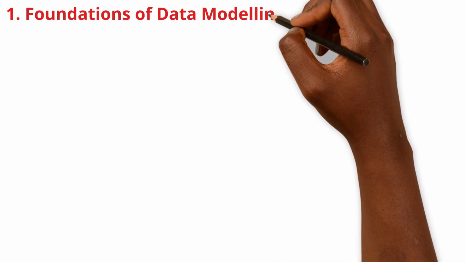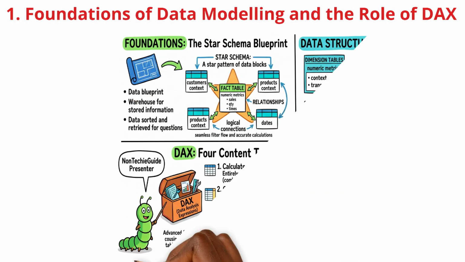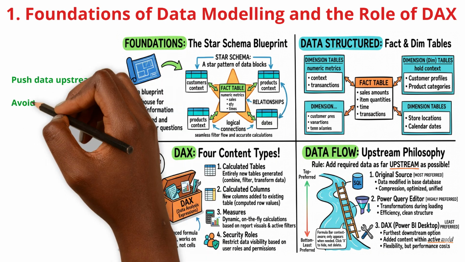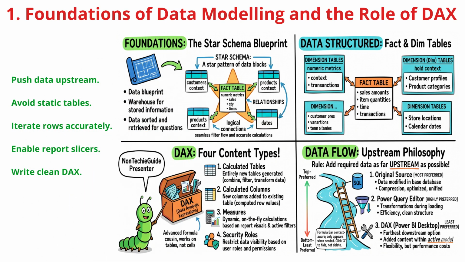Welcome to your data modeling blueprint. Think of a robust model as a warehouse designed like a star. At the center sits your fact table holding numeric metrics, surrounded by descriptive dimension tables that provide crucial context. When your raw data falls short, unpack your DAX toolkit to unlock custom tables, columns, measures, and security roles. Just remember the golden rule of data flow. To keep everything fast and efficient, always transform your data as far upstream as possible.